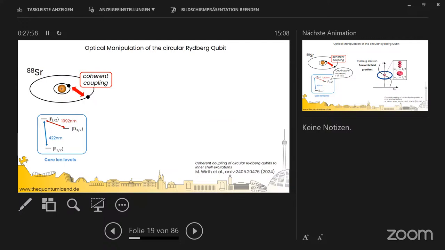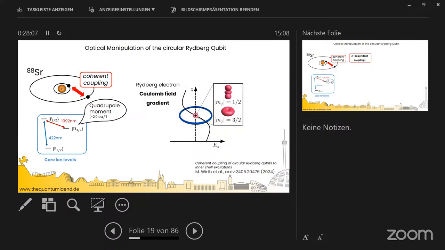Strontium also has this. You can shelve your population into this metastable D state, and this D state has a quadrupole moment. This quadrupole moment can now interact with the Coulomb field of your circular electron that is far apart. This gives rise to a little level shift on the circular orbit of tens of kilohertz, and you can try to measure it.